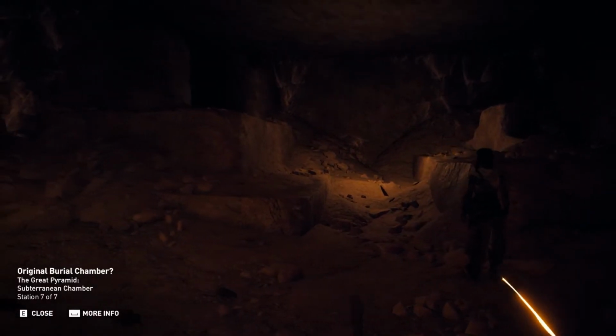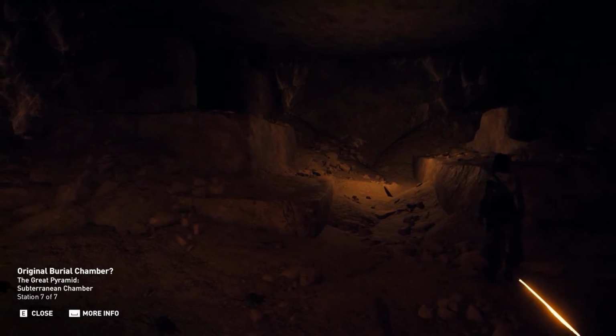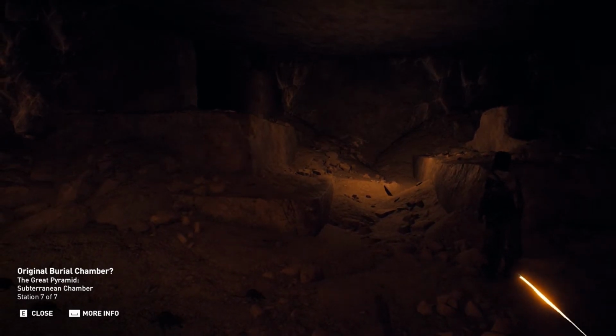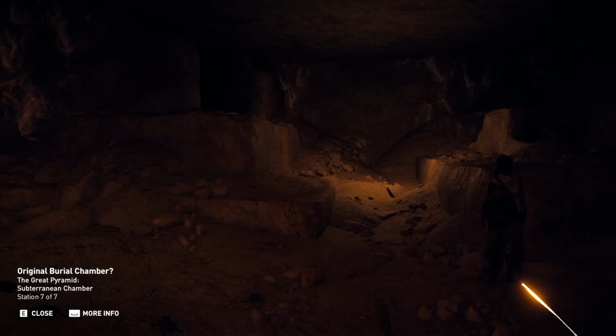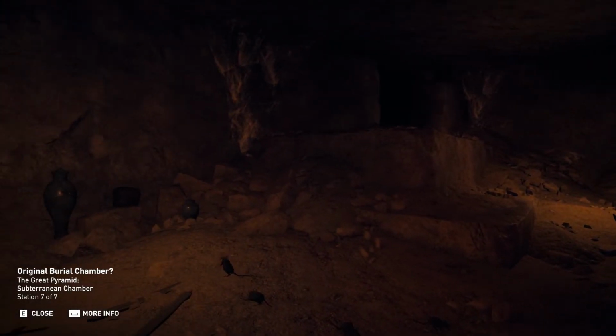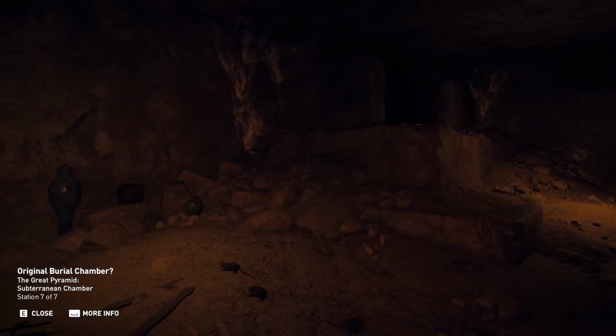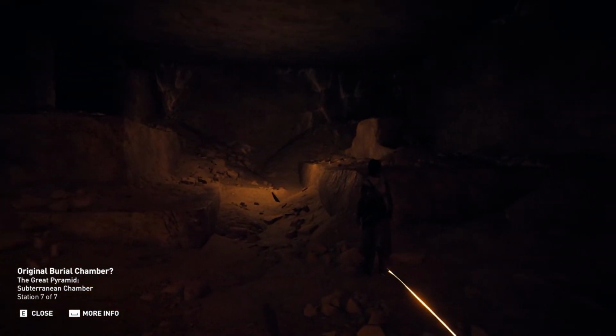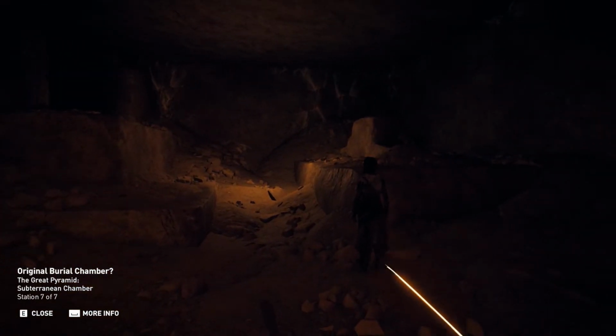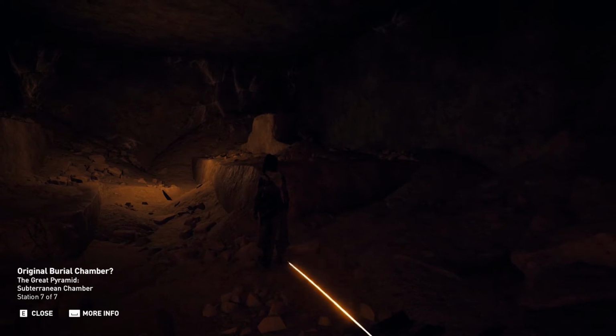The subterranean chamber's original purpose remains a mystery. One popular theory is that it was originally meant to be Khufu's burial chamber, but the pharaoh changed his mind, preferring to be buried higher up in the pyramid, which would explain the chamber's unfinished state.